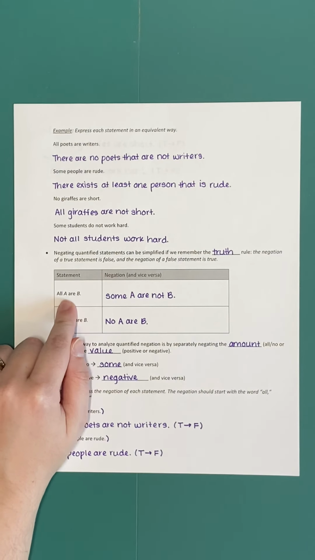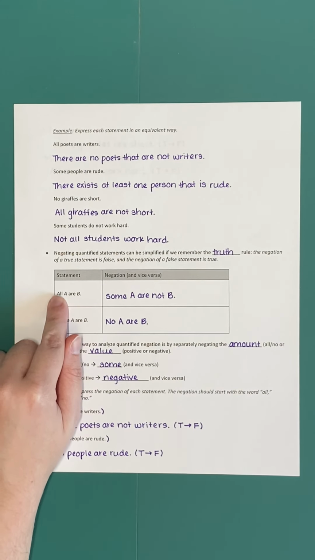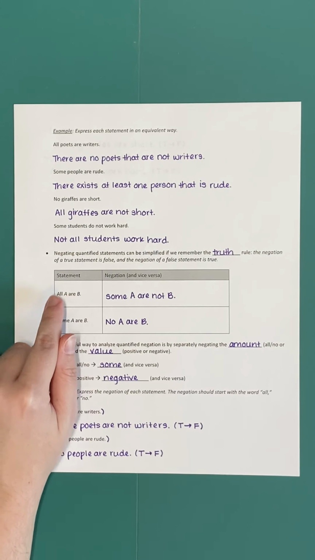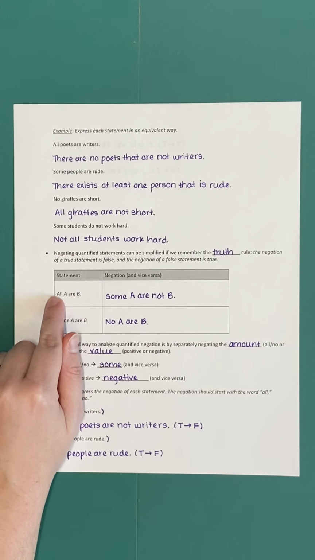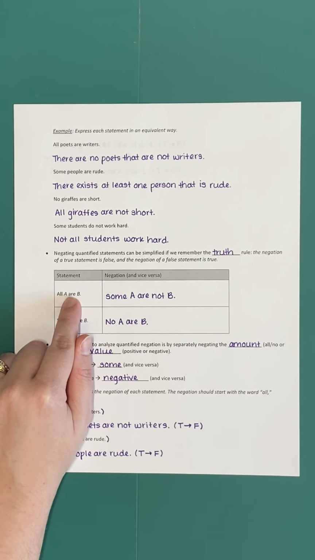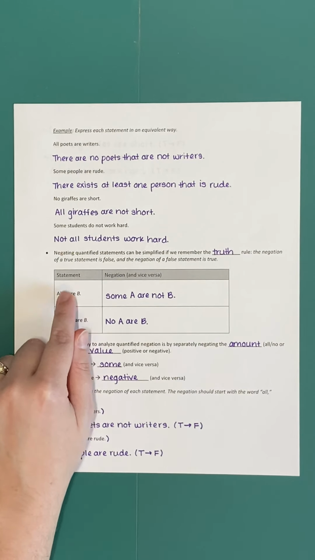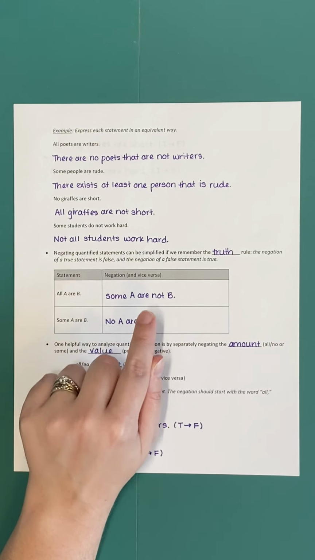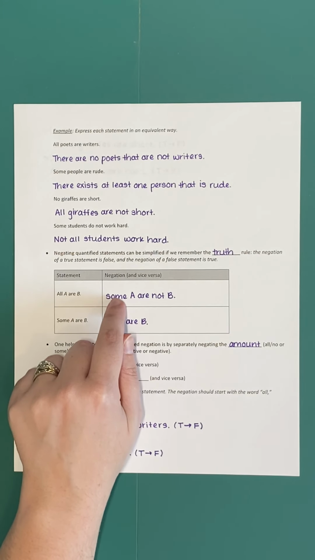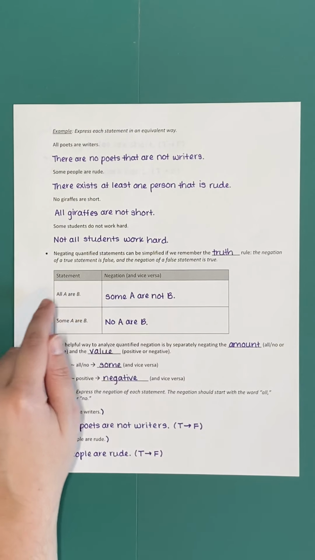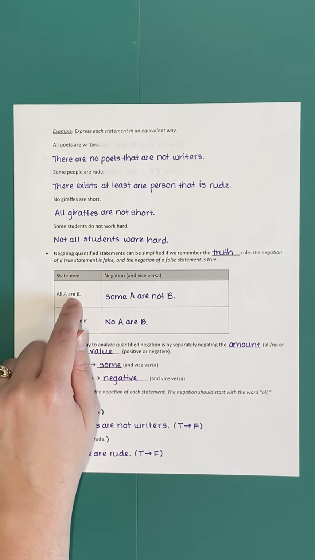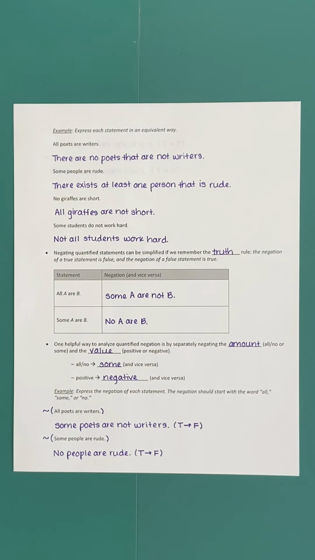So for example, all A are B. It's a blanket statement, all, and it's positive. Notice when we negate it, we go from all to some, and we go from are to are not. If we were to go in the opposite direction, we go from partial and negative to all and positive. So we're changing both components when we negate a quantified statement. We're changing from all to partial, and from positive to negative, or vice versa.